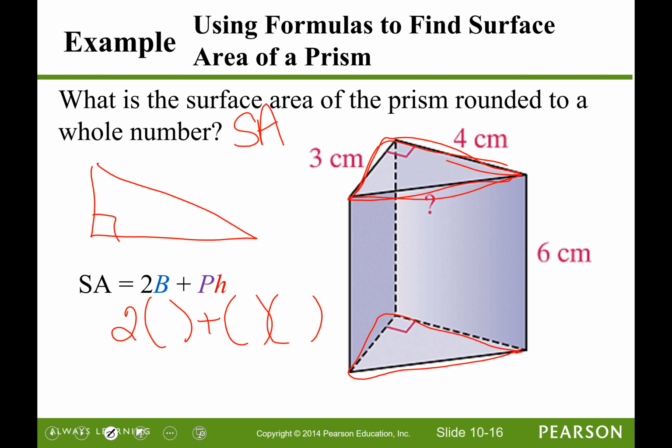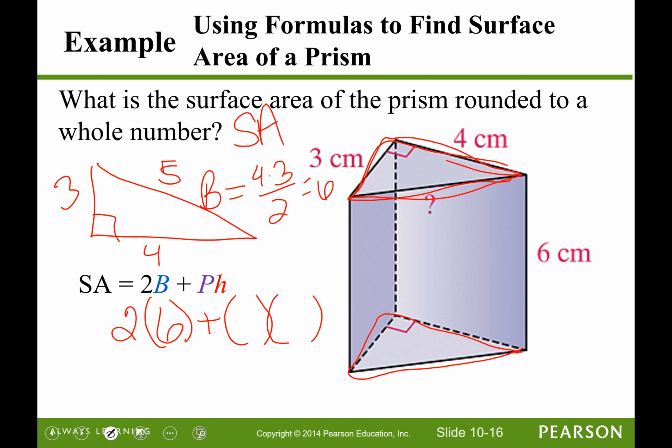Having trouble seeing it in this 3-dimensional orientation. 3 would be here, 4 would be here. That's a Pythagorean triple. 5 would be there, although we don't need that for the area of that. So capital B is equivalent to 1/2 base times height of this little triangle, not of the prism. So 1/2 base is 4, height is 3, and half of that. So that's 12 divided by 2, which is 6. So our first blank is a 6. And that's square centimeters if you'd like to write your units in your formulas.